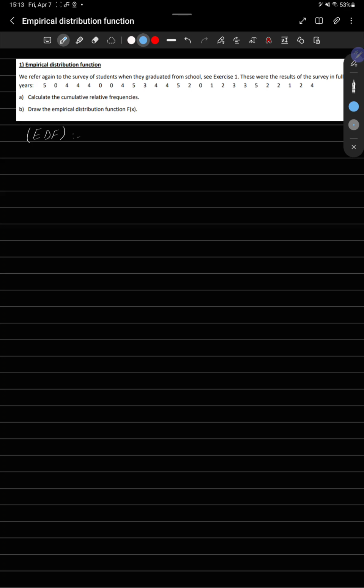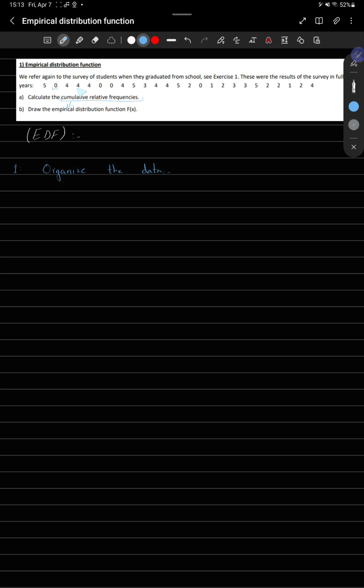To see this, we have to find cumulative relative frequencies, then we can find the empirical distribution function. So the first step, we will organize the data. We have this data, we will organize it.